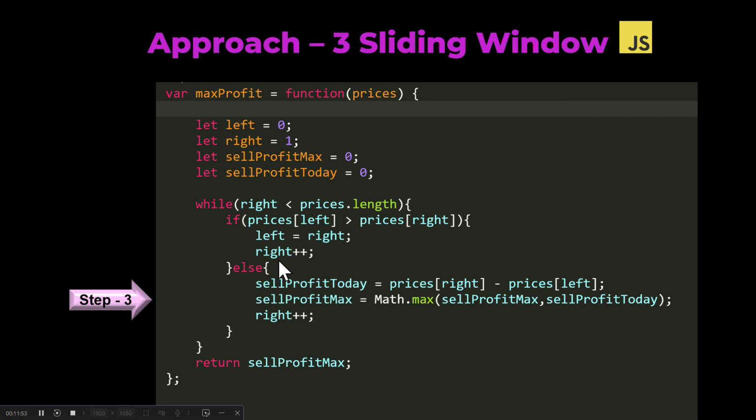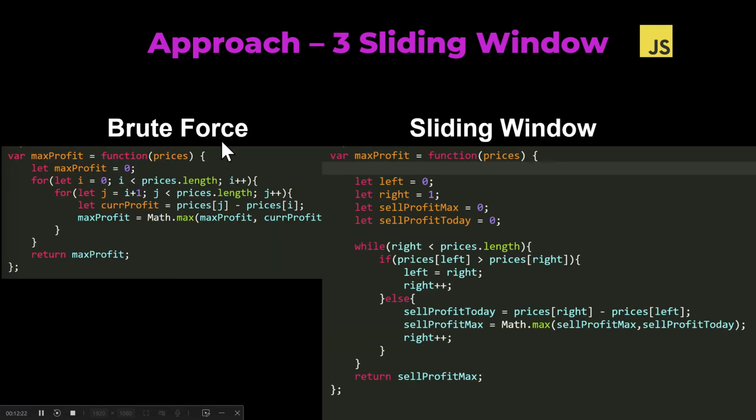Otherwise, we are going to make the calculation. First, we will calculate the sell profit today, what profit we are going to make, and then after that we will update the sell profit max, and then we have to increment the right side of the window. Let's discuss time and space complexity. Time is O of n. As you see, we passed through this prices array only one time. Space is constant. So I just want to show you the comparison between brute force and the sliding window approach.